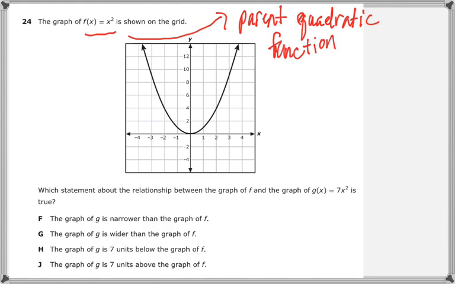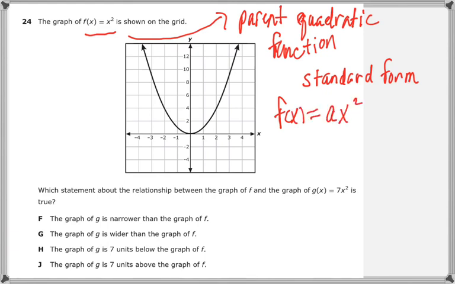Okay, so let's go ahead and look at the standard form of a quadratic function. It looks like this: f of x equals ax squared plus bx plus c. In the case of the parent function and our function g, we see that b and c are both equal to 0. That's why those two terms aren't there.